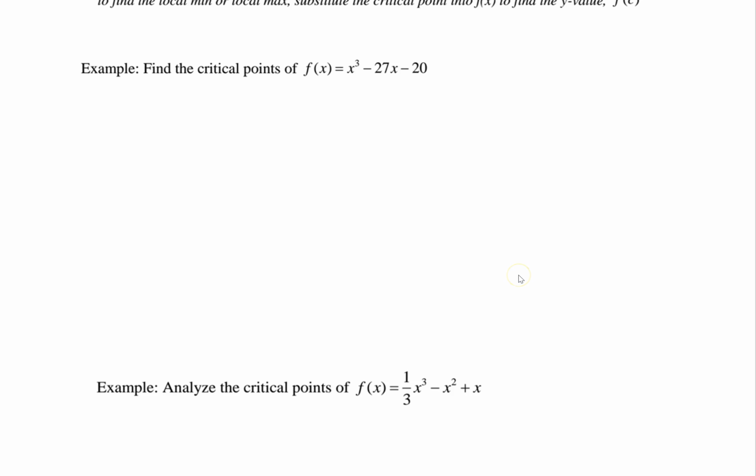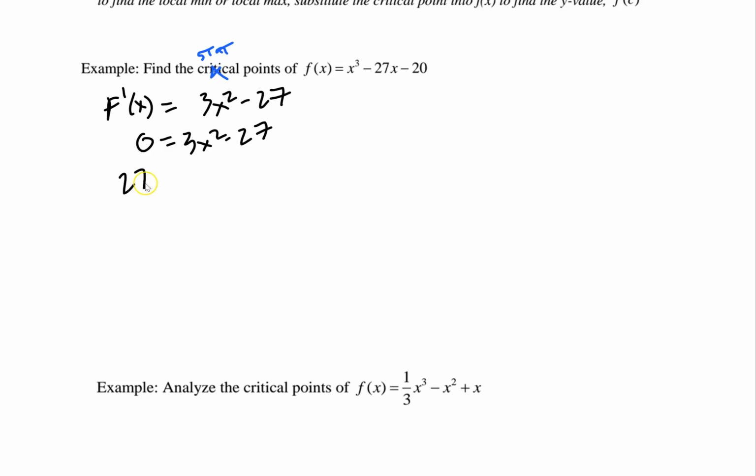So let's do an example. This is find all critical points. Let's change that a bit: let's find all stationary points of this. To find stationary points, we first set the derivative equal to 0, and also look for undefined. So I'll take my derivative, 3x squared minus 27, and set it equal to 0. Let's just solve this. Add the 27 over, divide by 3: 9 equals x squared. Square root it: x equals plus and minus 3. Now let's do my sign chart.